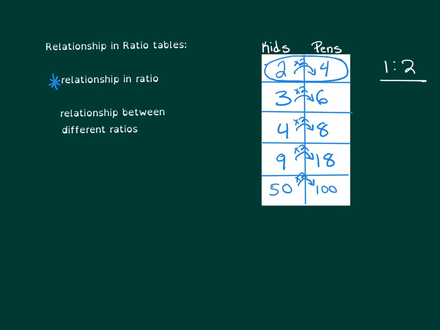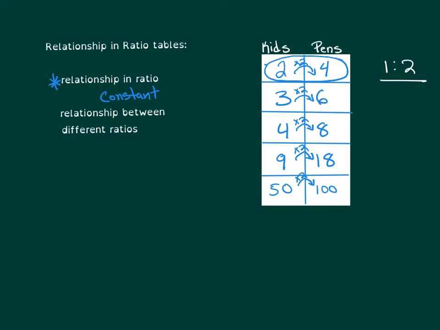So there's this constant relationship within each individual ratio, going from one to the other. And this is always going to be true, and it'll always be constant if the ratios are equivalent.